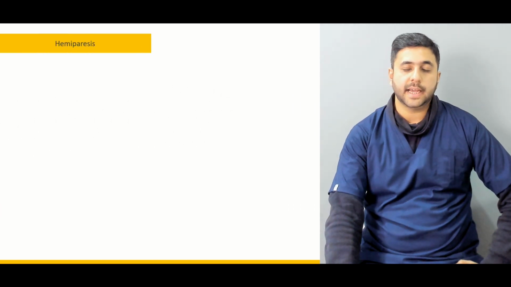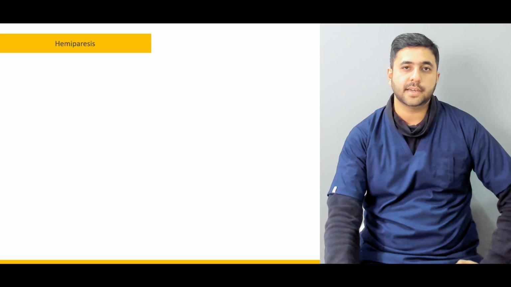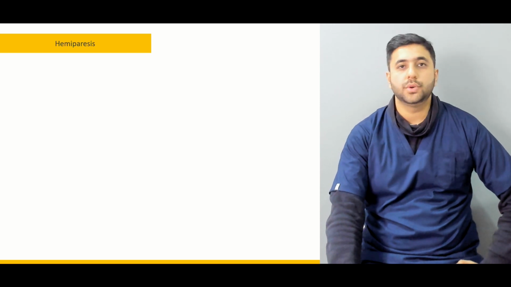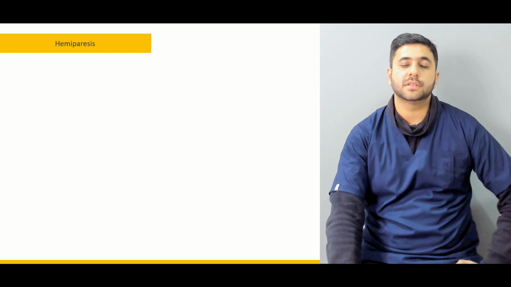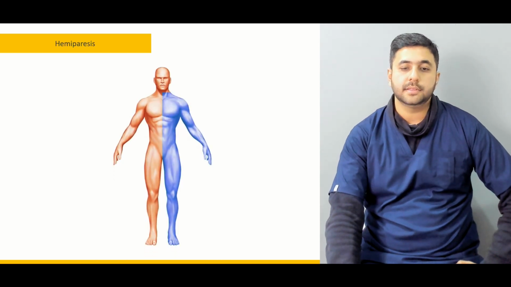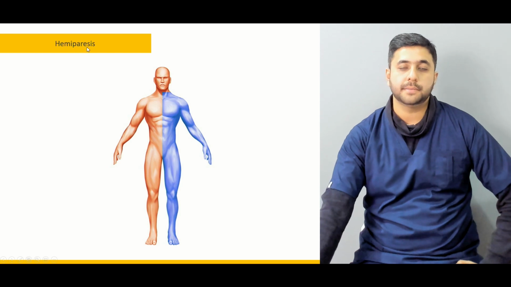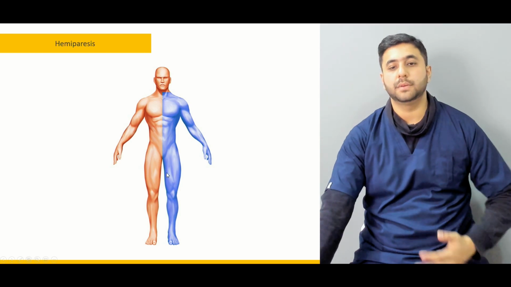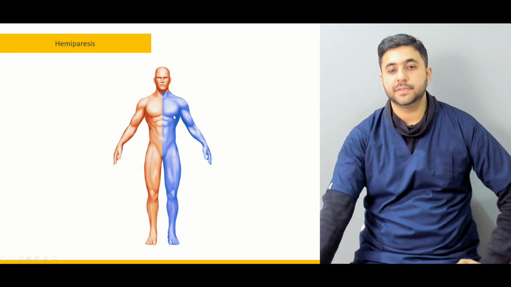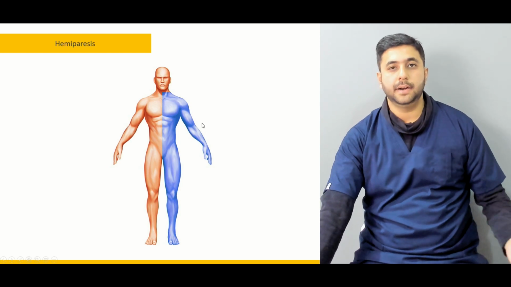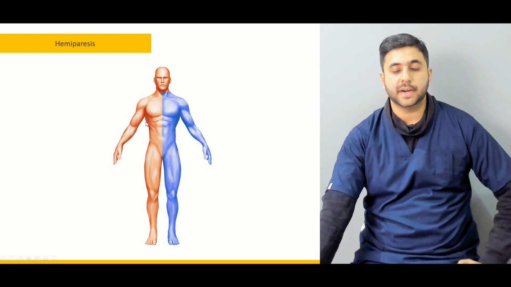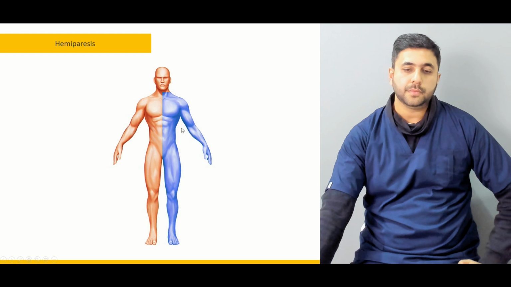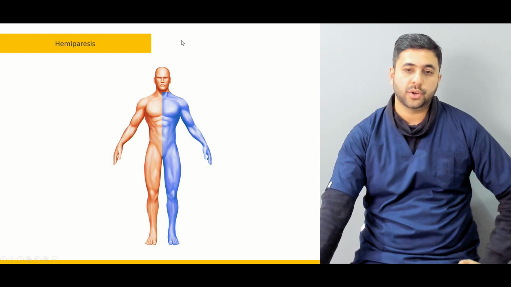Now, these were the various types of muscle weakness. Now let's look at certain presentations and how they give us clinical clues to point out the area of the nervous system that is being affected. Hemiparesis: hemi means half and paresis is muscle weakness, so weakness of half of the body. For example, here it is demarcated that if someone has weakness of the left upper limb and lower limb, and the right side is perfectly fine, then that is classical for hemiparesis. Hemiparesis is a sign of an upper motor neuron lesion or a cortical lesion.